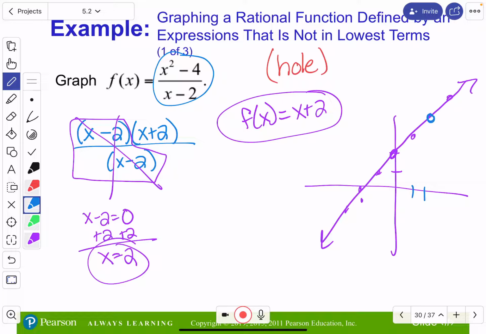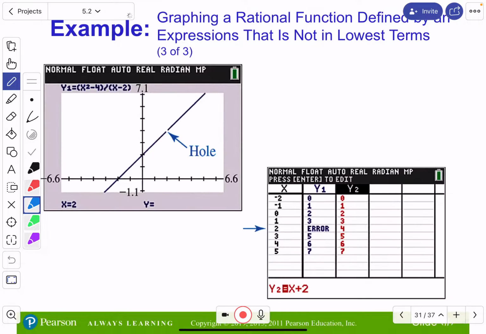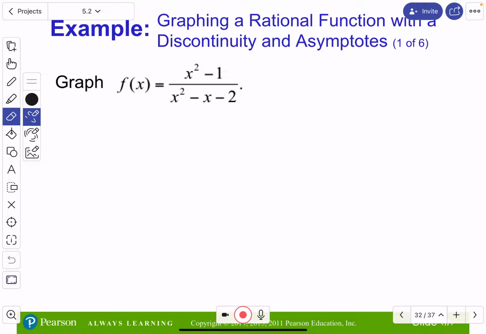Now, if after we had reduced, we had other numbers that didn't cancel out completely, we would have still had to go through everything. So if your window's right on the graphing calculator, it'll even show the hole, which is kind of exciting.